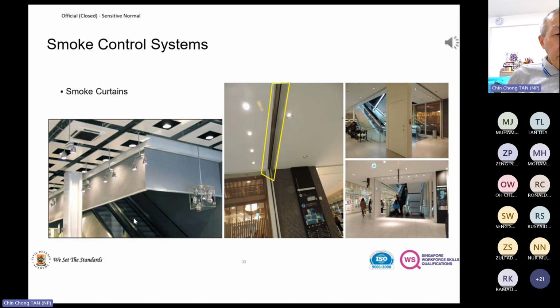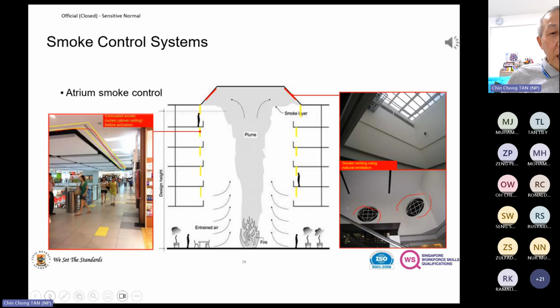By the way, there's a difference between smoke curtains and fire shutters. Fire shutters prevent fire from going from one place to another. Okay.